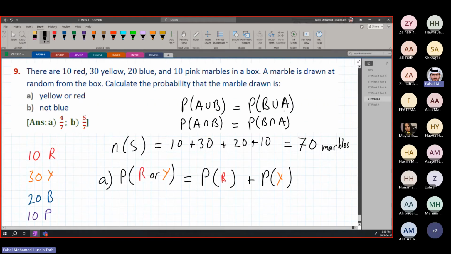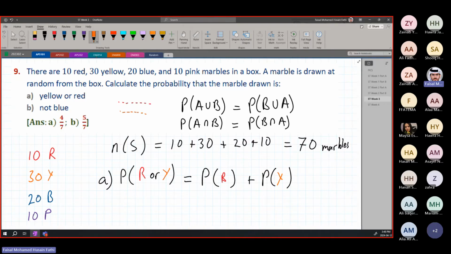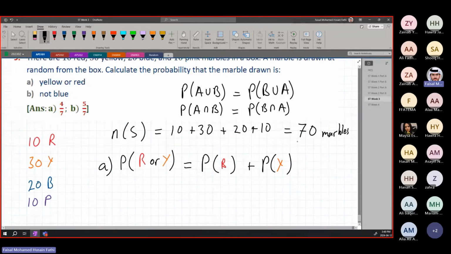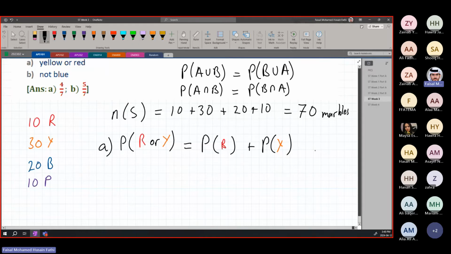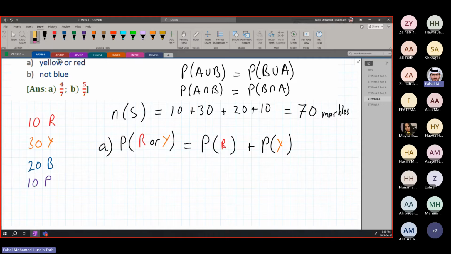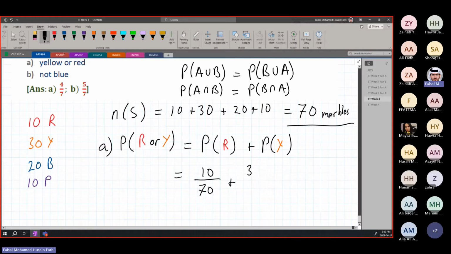So the sample space is basically you have red, red, red, red, red, red, red, and then you have yellow, yellow, yellow, yellow, yellow, yellow, yellow, and they don't have any effect on each other. And there's nothing intersecting between them. So these are mutually exclusive events. So we do not even have to put the intersection. So now all we have to do is find the probability of each. How many red marbles do we have? We have 10, so this is going to be 10 over 70, our total sample space. Plus how many yellow marbles do we have? 30 over 70. This is going to be 40 over 70, which is equal to 4 over 7.